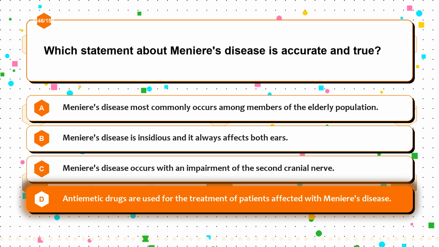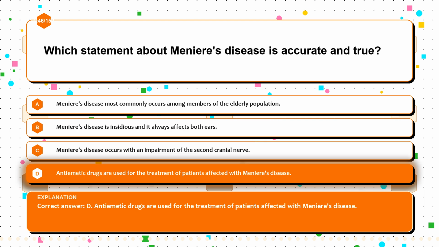The correct answer is option D. Antiemetic drugs are used for the treatment of patients affected with Meniere's disease.